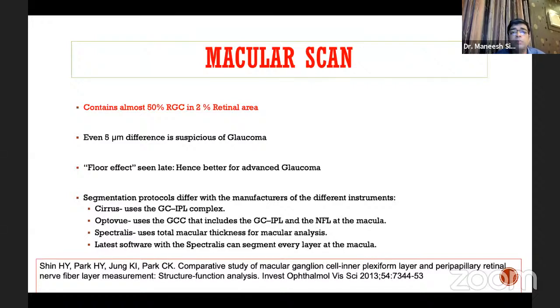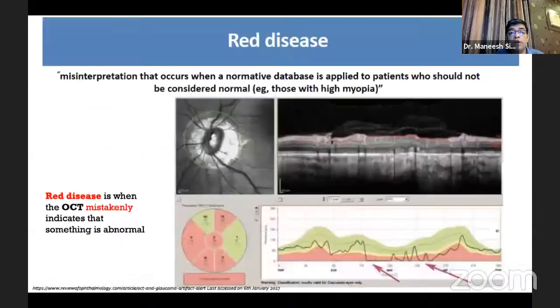Macular scan again is now becoming very popular. We have been using it more frequently in our patients because in the macula, 50% of the retinal ganglion cells are associated with just 2% of the macular area, and the floor effect is seen much later in the macular scan. So a lot of studies have shown that macular scan, ganglion cell complex scanning, can be as good as RNFL scanning for glaucoma diagnosis.